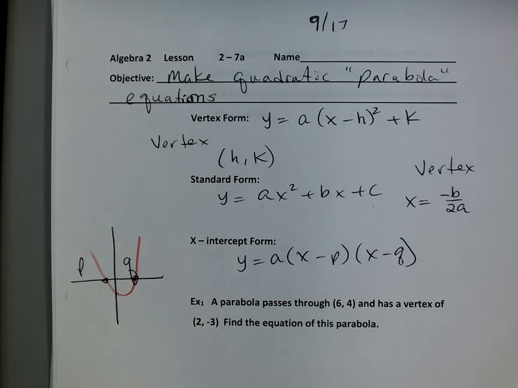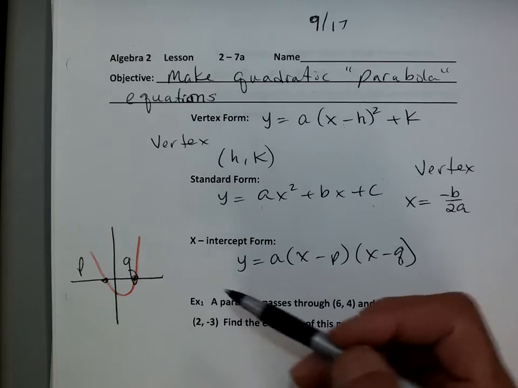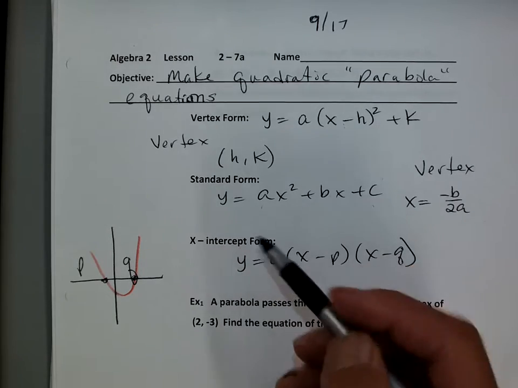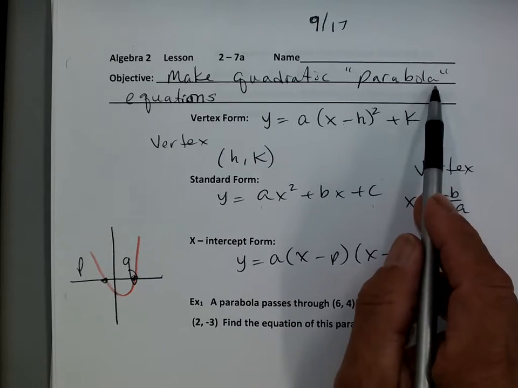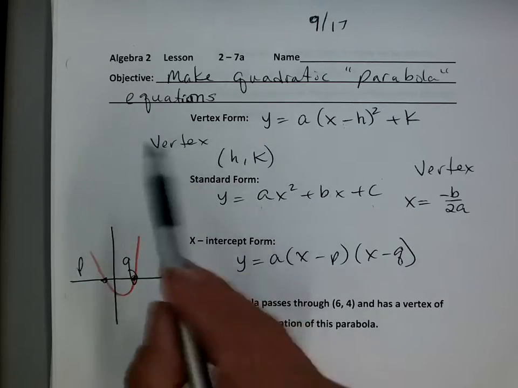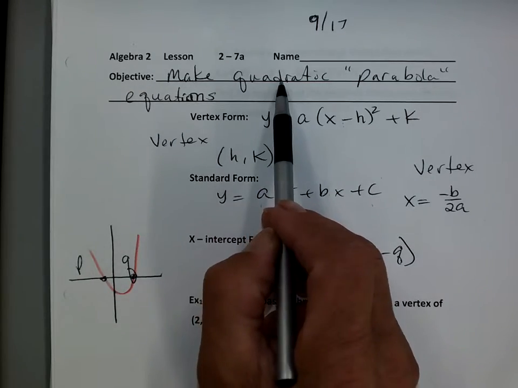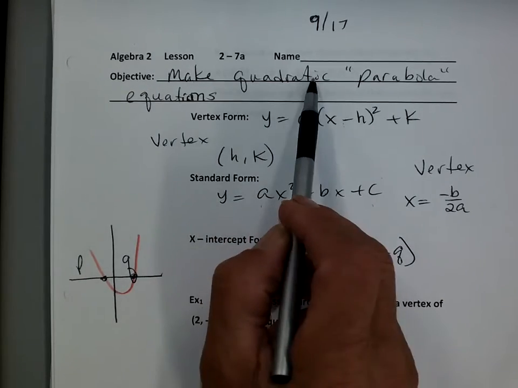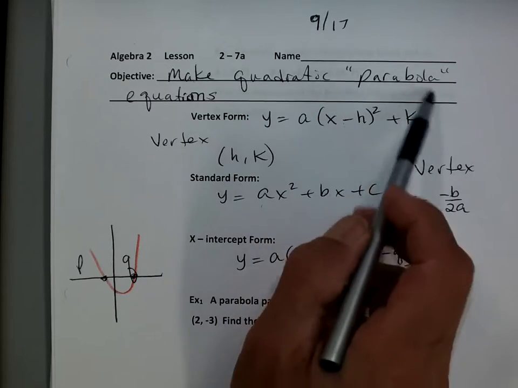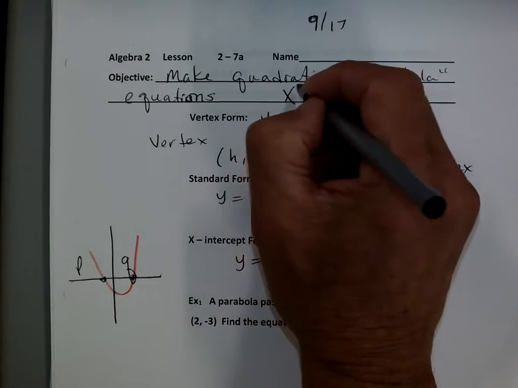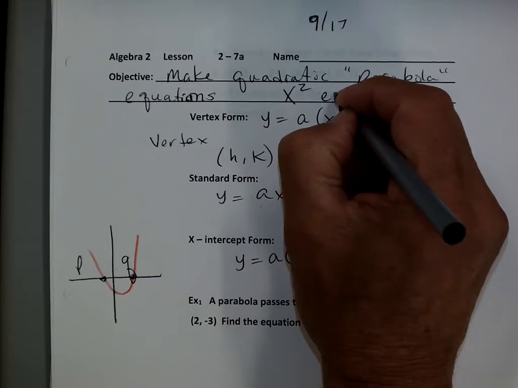So let's talk about today's lesson, okay? Today's lesson, we're still talking about parabolas. What we want to do today is make equations. We're going to make quadratic equations. The word quadratic really means, in a sense, x squared equations.